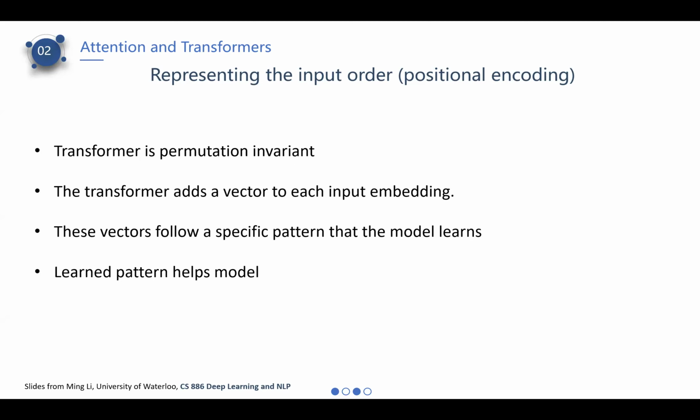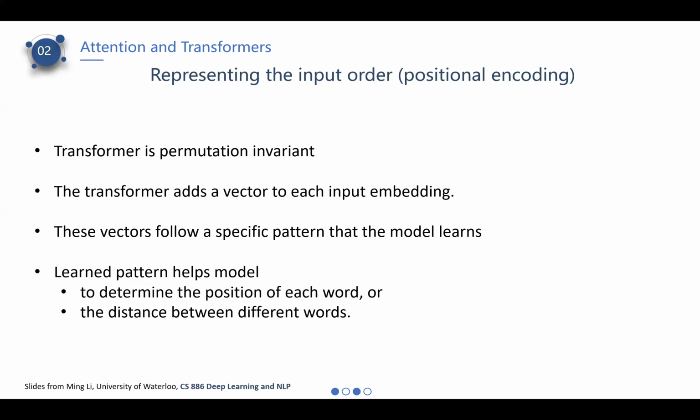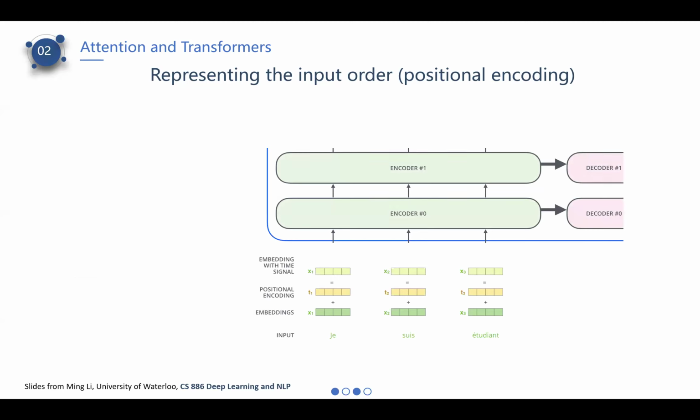Okay, so to determine the position of each word or the distance between different words, we want to do that. So what we are going to do is, suppose this is a sentence in French, and we get the embedding of it. We are going to add another vector of the same dimension, which we'll call the position encoding. And then this will be the one which goes to the transformer encoder layers. So position encoding is an important thing in the transformer.